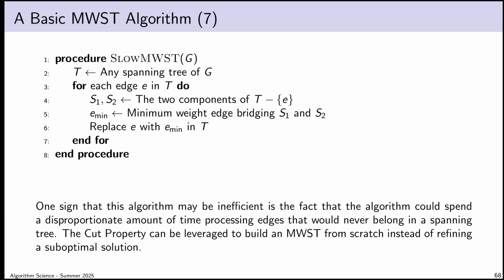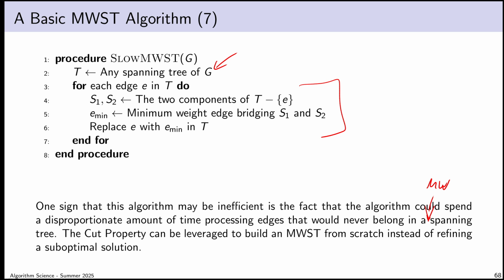So one sign to me that this algorithm might be inefficient, that is one sign that I should keep looking, is the fact that the algorithm could spend a whole ton of time working with edges that we know would never be in a minimum weight spanning tree. I should put MW here, in a minimum weight spanning tree. And basically my observation is I start with some arbitrary spanning tree, which could be full of the worst possible edges. And then I have to spend all this time finding better edges to put in.